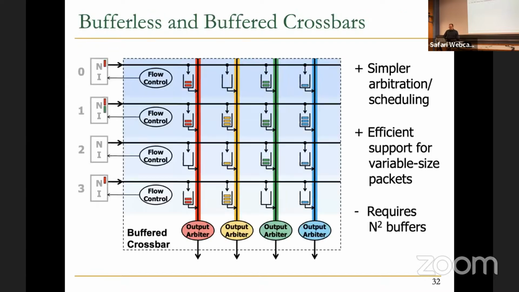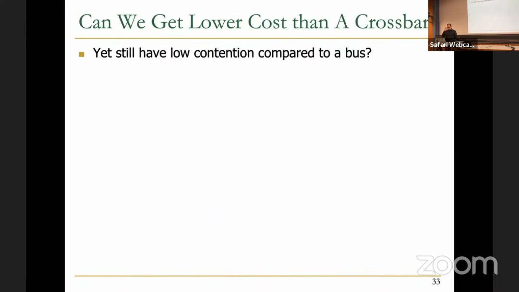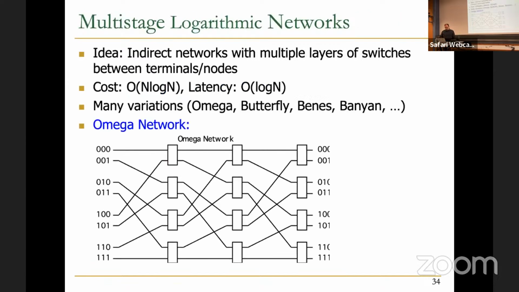Now the question is, we know that the crossbar is good, but can we get lower cost than a crossbar, with similar performance, yet still have low contention compared to a bus? The answer is yes, and people have proposed multi-stage networks, which are considered in the category of indirect networks, as we discussed. An example of a multi-stage network is the Omega network.